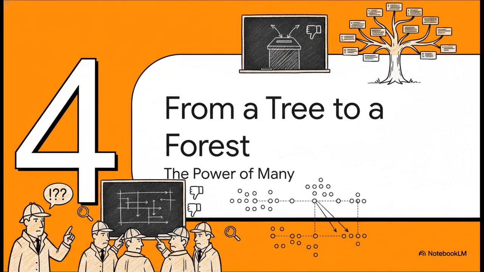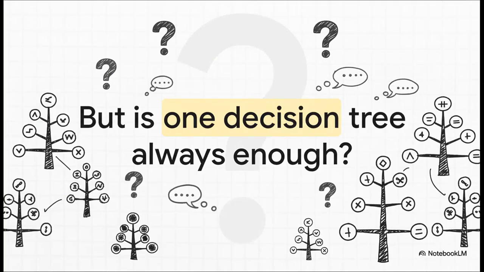A single detective asking smart questions? That's great. But what if you could put together a whole committee of detectives and just have them all vote on the final answer? Well, that's the next logical step. See, a single decision tree can be really powerful, but sometimes it can get a little fixated on the weird quirks in the specific data it was trained on. So is one detective's opinion, no matter how logical, always enough to solve the case?